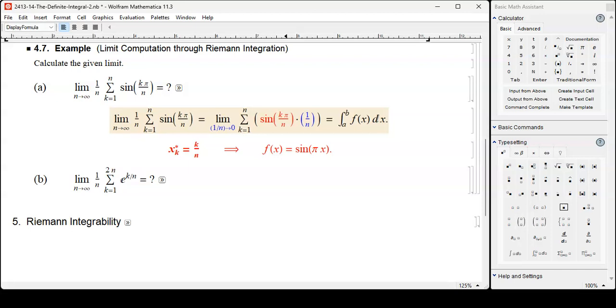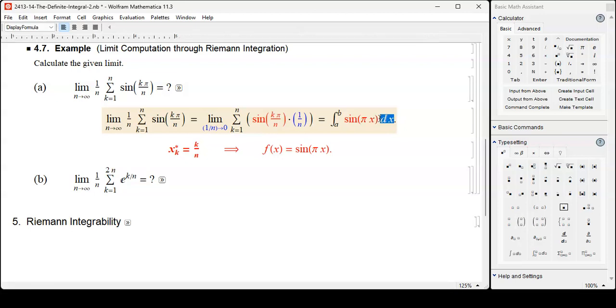And then my function is sine of pi x. Okay, all right, sine of pi x. Let's highlight this in red. And then n1 over n is delta x, so it becomes dx, the infinitesimal. All right, if I find out a and b values, then I can get this as an integral, and then I can apply the fundamental theorem and go ahead.